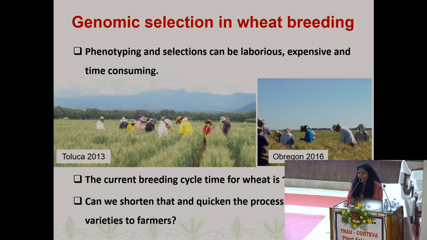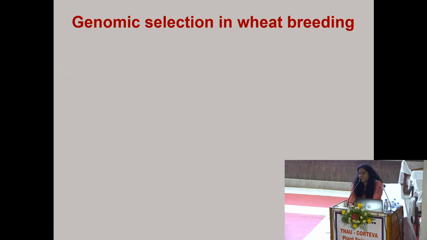In wheat breeding, here you can see a picture of CIMMYT's breeding sites in Toluca and Obregon. Every year, for about a month, several people have to go through millions of plants, walk and tag every plant, and select the best plant. So this is wheat breeding done at CIMMYT. It is laborious, expensive, and time-consuming, and the current cycle time is also very high. So what can we do to reduce this laborious work as well as deliver varieties to farmers quickly? That's where genomic selection comes into play.